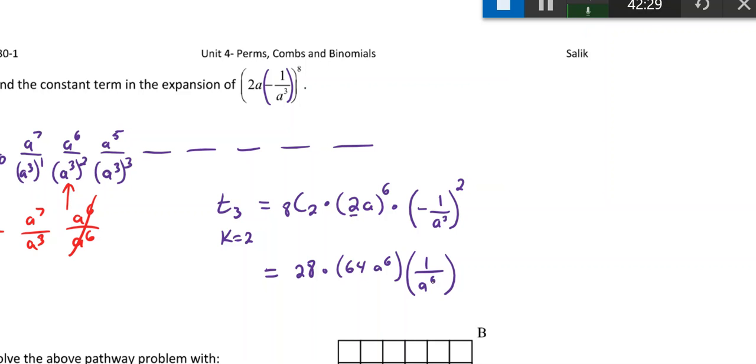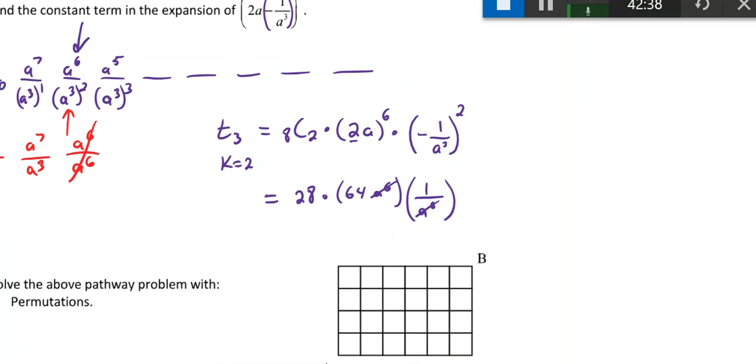And then again, this is a good way to double check that we did this right. We were expecting that those a's were going to cancel, weren't we? All right, that's what we found here. We already knew that from here. We knew they were going to cancel. This just kind of confirms it. So now the actual value here is just going to be multiplying our numbers together. So then when we're done, 28 times 64 ends up being 1,792.